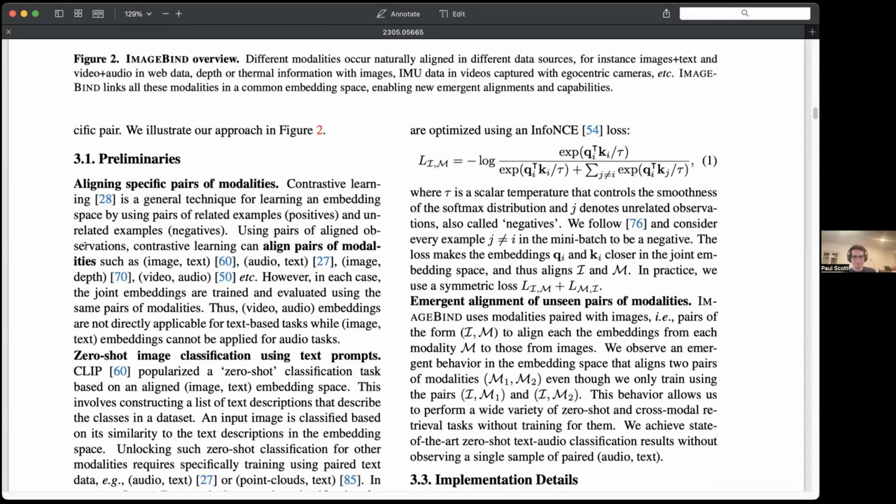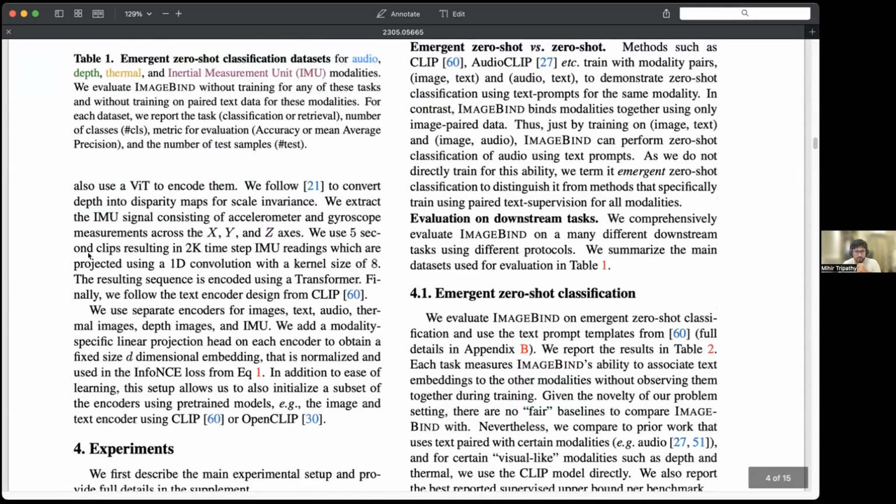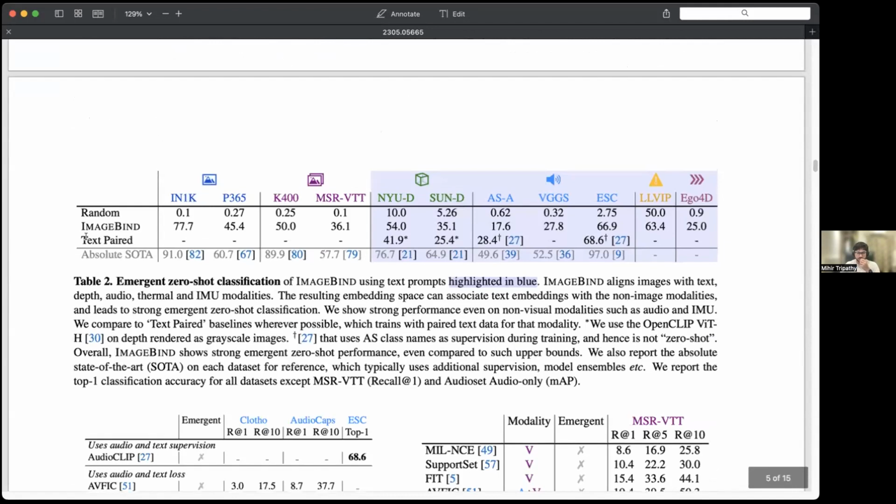Yeah. Oh, perfect. Okay, so one thing I just wanted to show is the results that they have obtained. So these are the emergent zero-shot classification results for ImageBind. The ones highlighted in blue are emergent, which means that there were no explicit data sets used to train them.